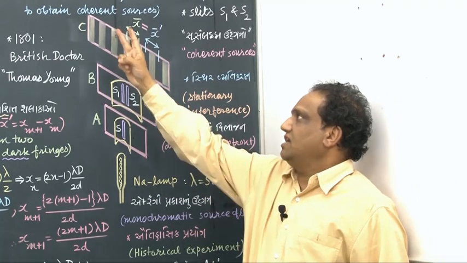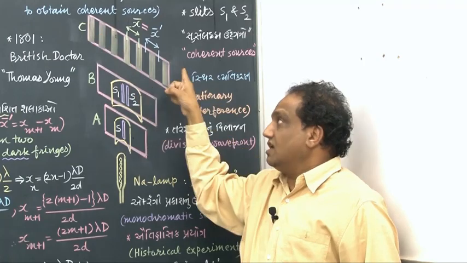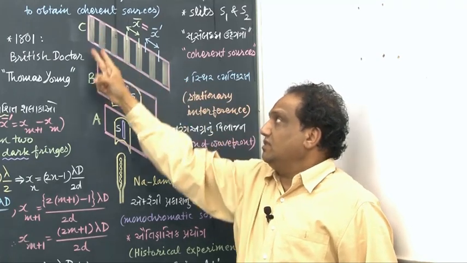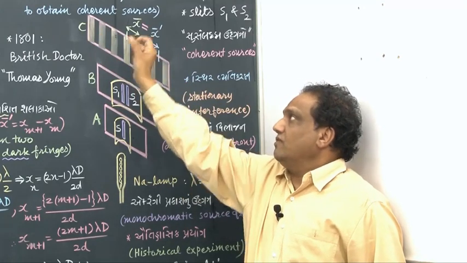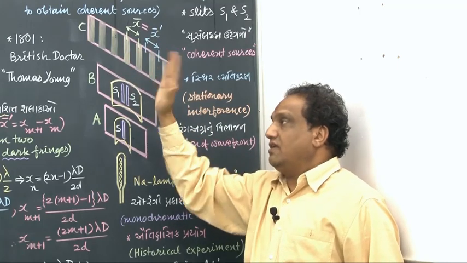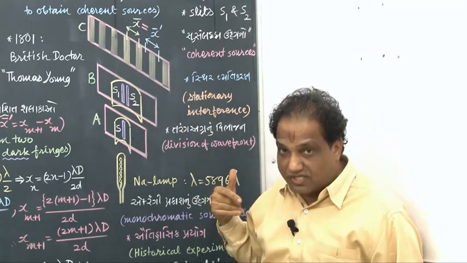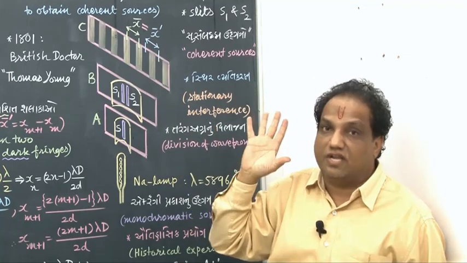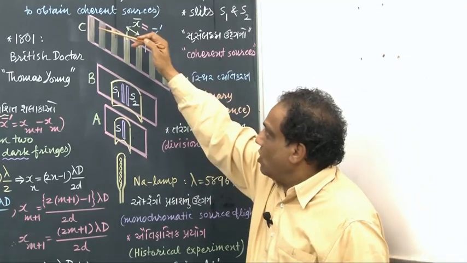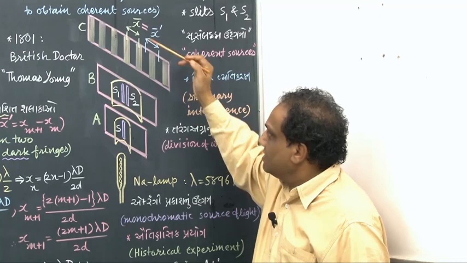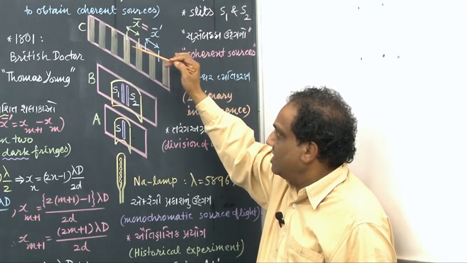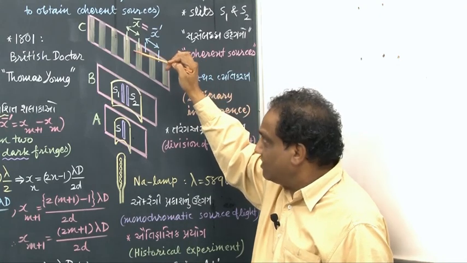That stationary interference is observed on the third screen, which is C. And in this screen, you will find vertically arranged, alternately arranged bright and dark fringes that indicate stationary interference. Look, all these fringes have equal width. These are bright fringes, and between each two consecutive bright fringes, there is a dark fringe also.